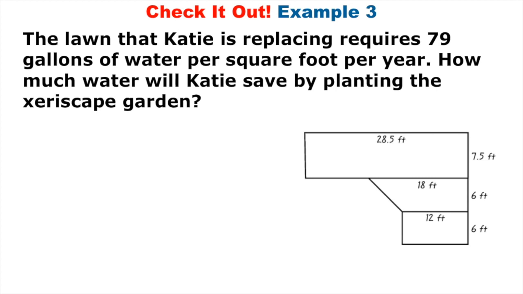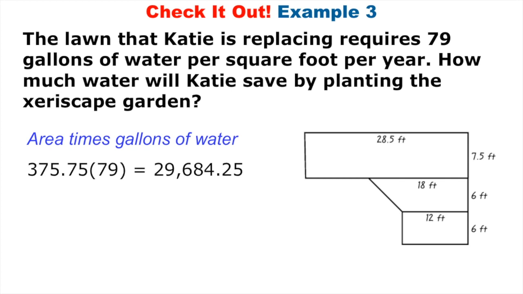So to figure this out, all you would need to do is find the area of the three shapes, the two rectangles and the trapezoid. The area of the rectangle, 28.5 times 7.5. The area of the trapezoid, 1/2 12 plus 18 times 6. And the area of the bottom rectangle, 12 times 6. You add those together and you'll get 375.75 feet squared. Since she has 79 gallons of water per square foot per year, we multiply those two numbers together and get approximately 29,684.25 gallons of water. And that's it.